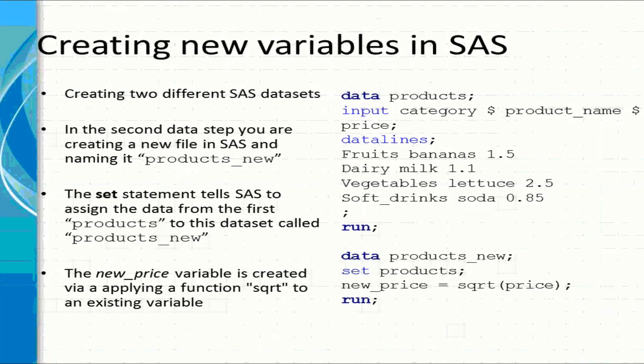Another example of creating new variables in SAS. Here we've got 2 data steps. The first one creates the products data set, which basically uses a datalines statement, so recall the previous lecture, and specifies the variable, which is the price of the item. Then in the second data step, you create a second data set called products_new by reading the previous data set that you created. You do this via the set statement, and then in that data step, you create the new_price variable by square rooting the price variable. So here's an example where you create a new variable by applying a function, in this case square root, to an existing variable from a previous data set.